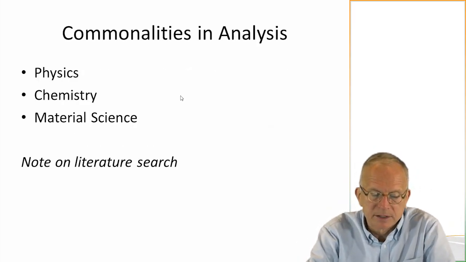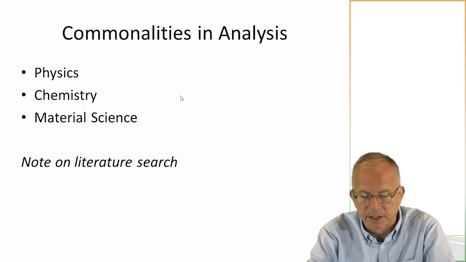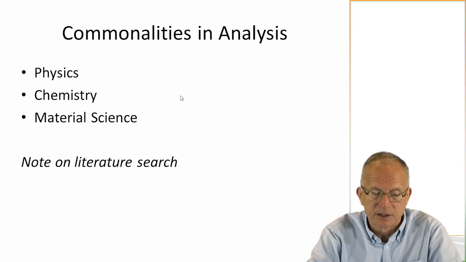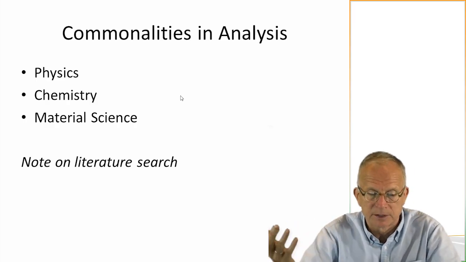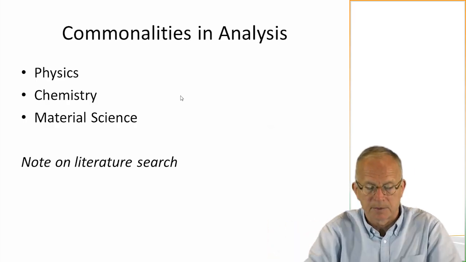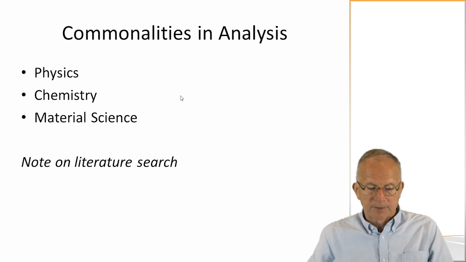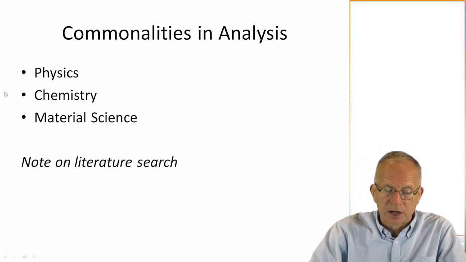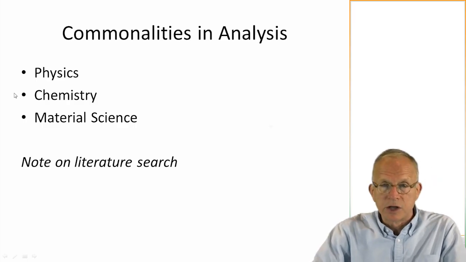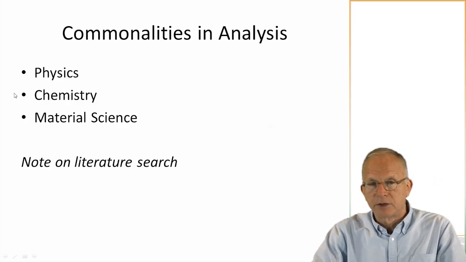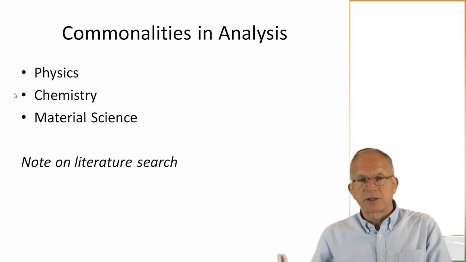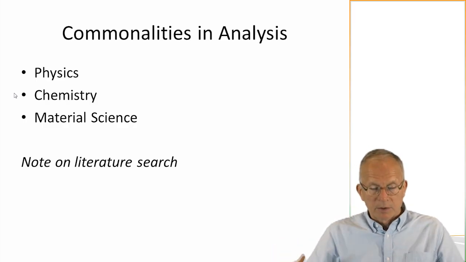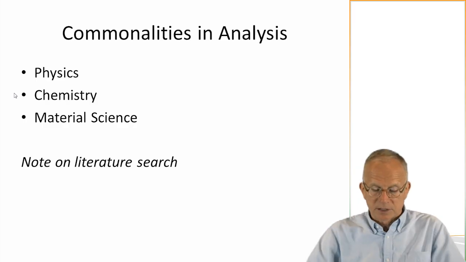Now, commonalities, as we spoke about in the previous lecture, can be found in some of the basic sciences. Generally thinking physics, chemistry, material science, also biology, depending upon what you're trying to manufacture. And so we should note this in the literature search, and particularly in the cases where you don't find enough in the manufacturing literature. So then you might want to expand into basic physics and chemistry.